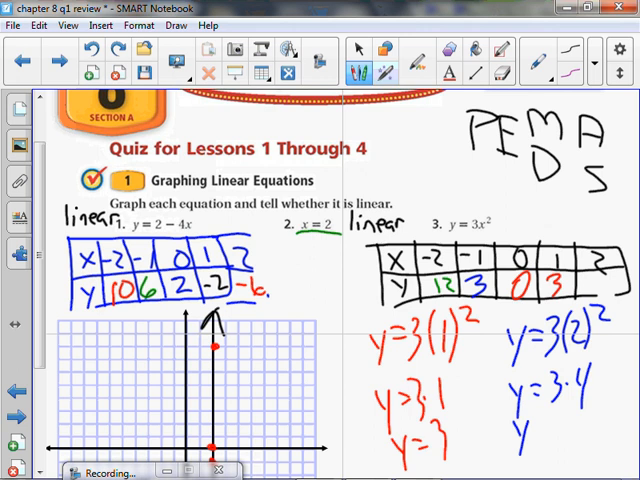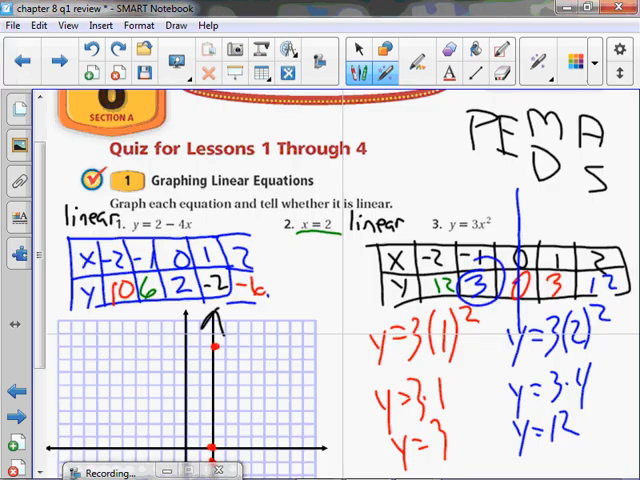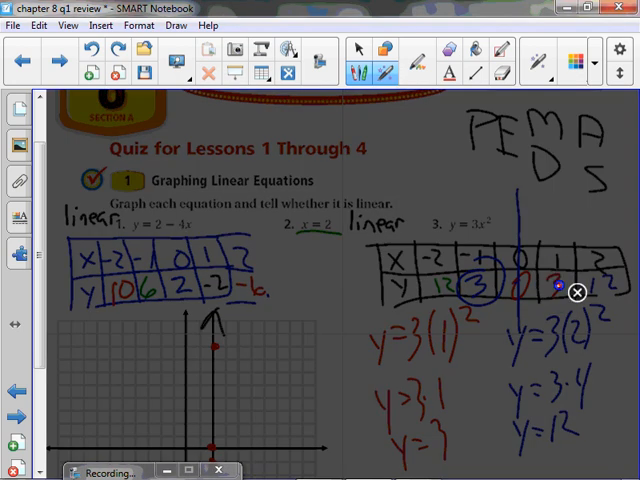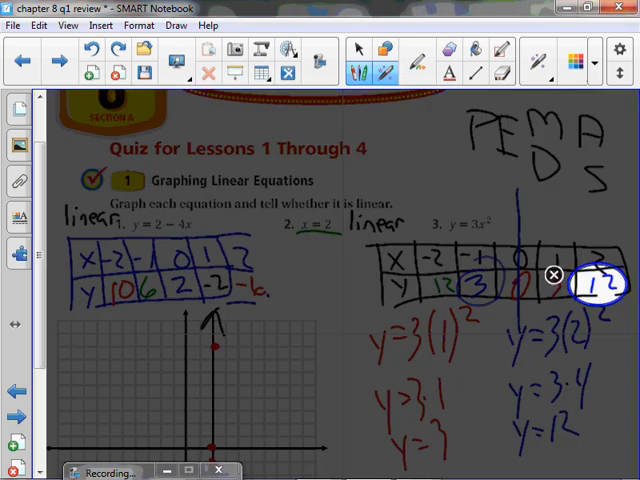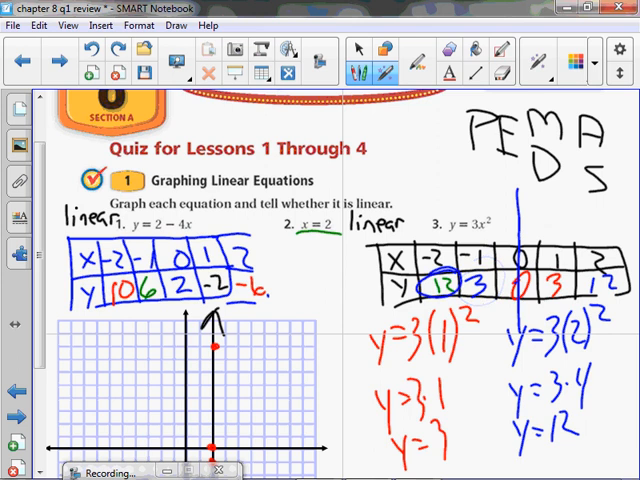So y equals 12. My trick would have been, notice, this is like a line of reflection. The y value here is 0. This y value here is going to be the same as this y value here, 3 and 3. And then this y value here, 12, is going to be the same as this y value over here. Okay? Nevertheless, we have 5 points, and we're going to plot them now.